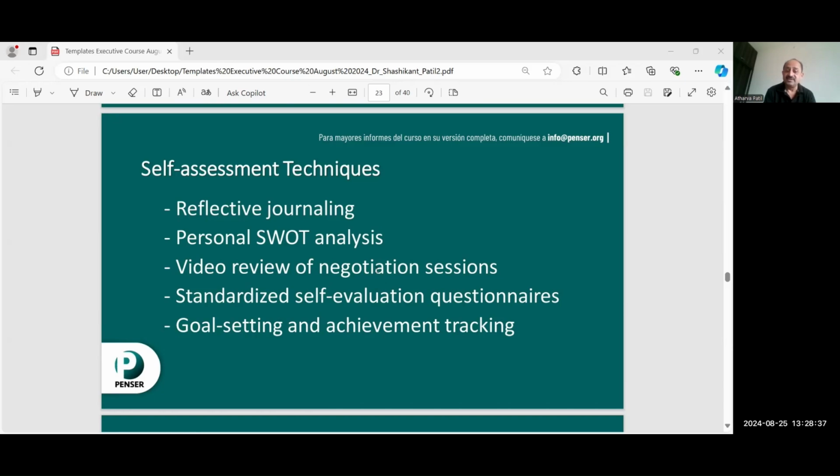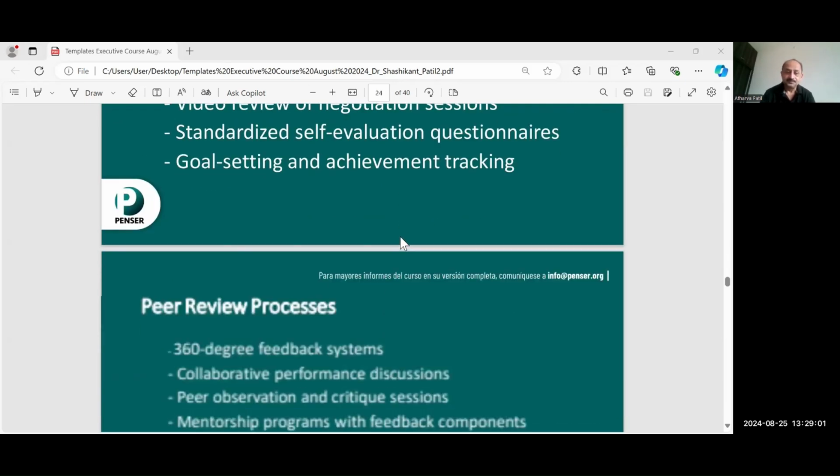Another aspect is goal setting and achievement tracking. So you have to set the goals, and to reach those goals or outcomes or targets, you have to do step by step movements, step by step procedure. You have to make small efforts to attain the goals. So that also you have to track. If you can track, then you can surely reach the goals you have set.